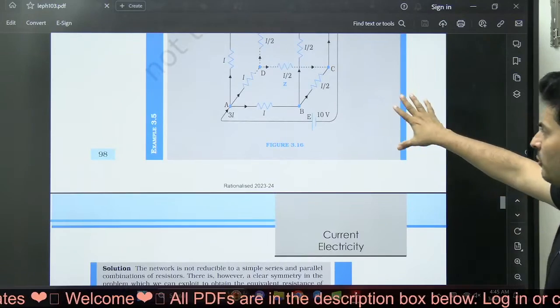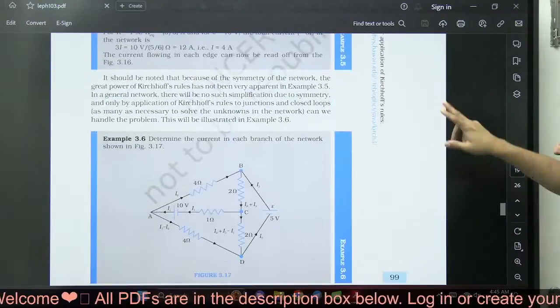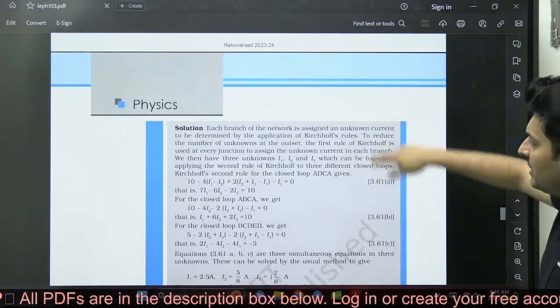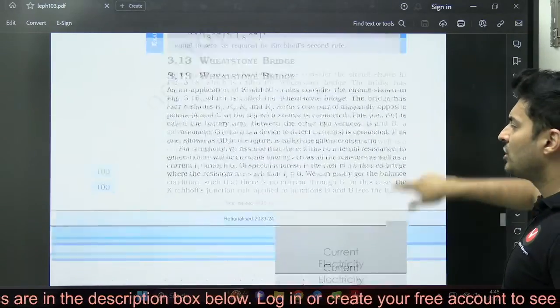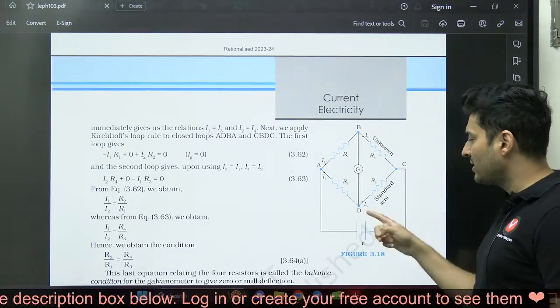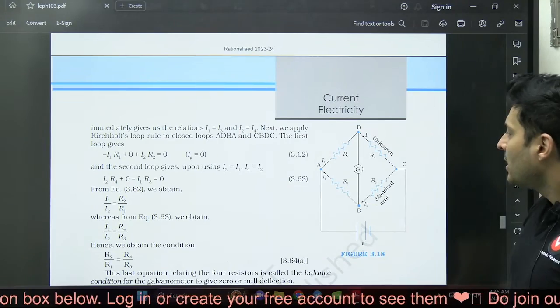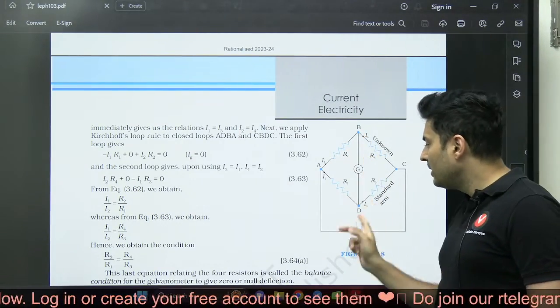This formula, this particular problem of the cube, is very important. We have done this in the class. We have done this problem also in the class. Wheatstone's arrangement is this arrangement with 4 resistors. You connect a battery externally and you connect a device between these 2 points.